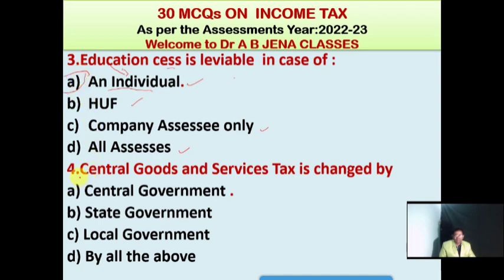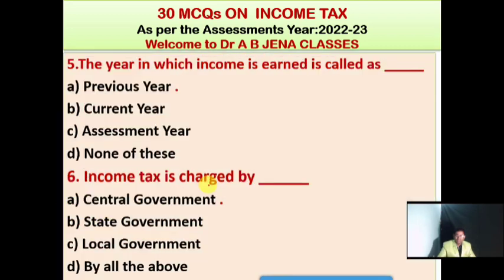Okay, next MCQ is central goods and services tax. CGST is charged by option A, central government; B, state government; C, local government; D, all the above. So the CGST, the central goods and services tax, is charged by option A, central government.